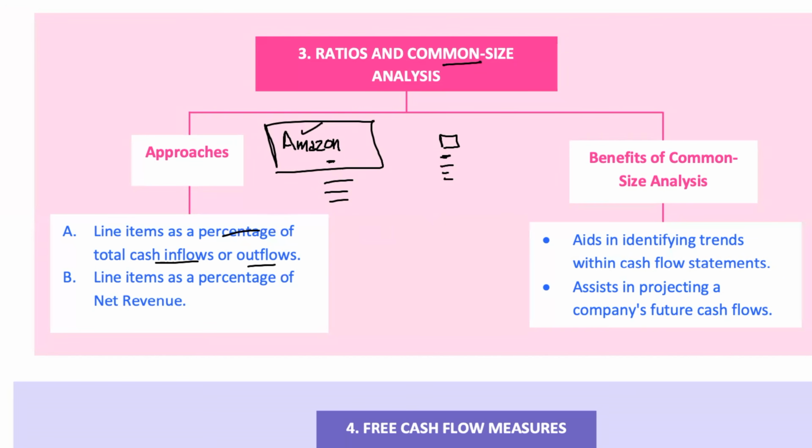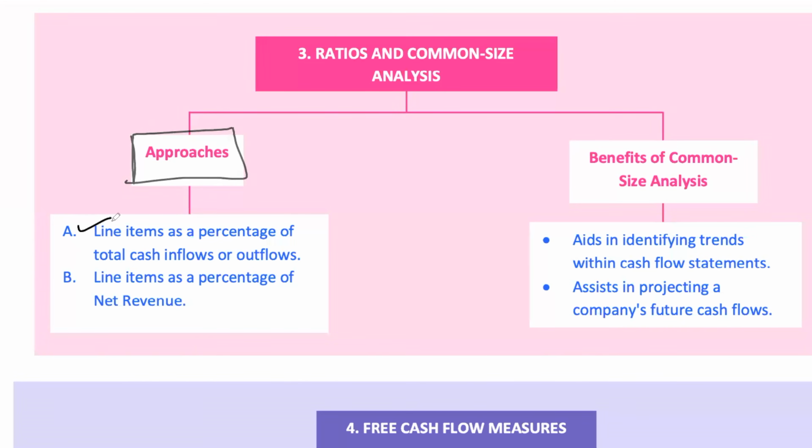When we're breaking down a cash flow statement, there are two main approaches you can take. The first approach is to express each line item of cash inflows or outflows as a percentage of the total cash inflows or outflows. This gives you a clear picture of where the money is coming from and where it's going in relative terms. The second approach is to express each line item as a percentage of net revenue, which helps in understanding how much of the company's revenue is being converted into cash or used in various activities.